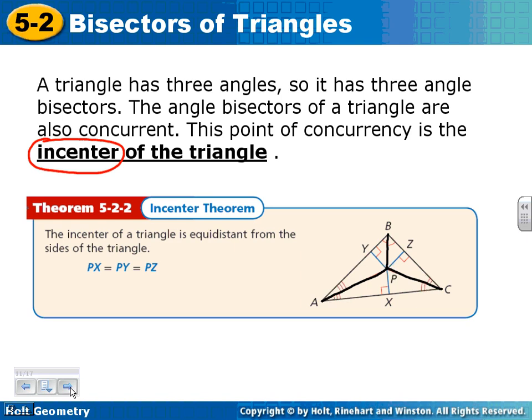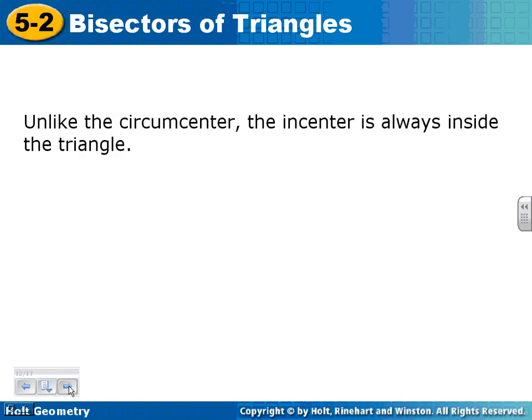They split each angle in half. You need to remember the angle bisectors themselves are not congruent. This is what's congruent. From this point in the middle, called the incenter, out to each side, those three green marks would be congruent. So the angle bisectors themselves are not congruent. It's just from the incenter out to each side is what makes it congruent. Look at your next slide.